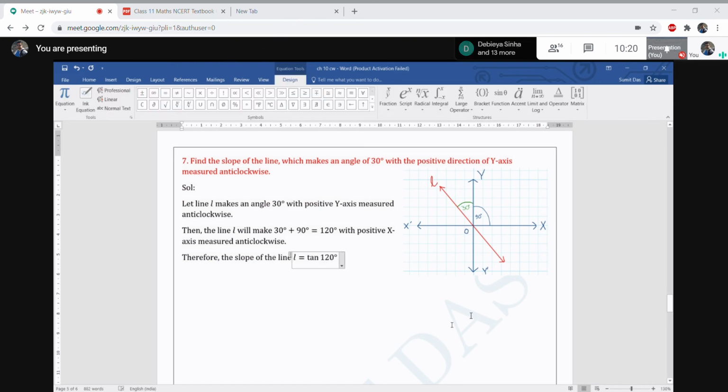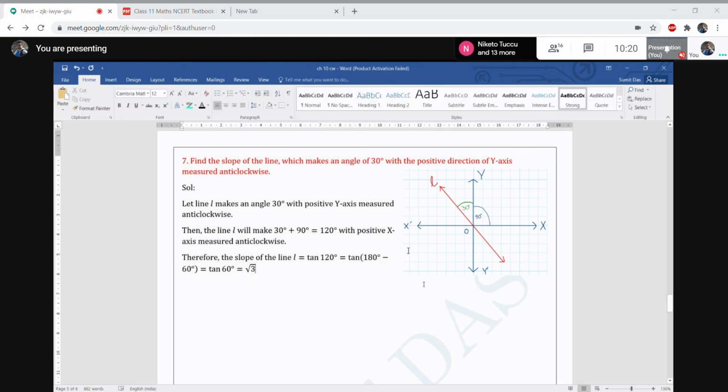Tan 120 degrees means what? Tan of 180 minus 60 degrees, which is equal to minus tan 60 degrees, which is equal to minus square root of 3. Okay, so that's the answer.